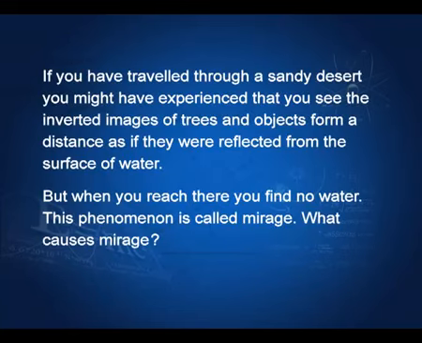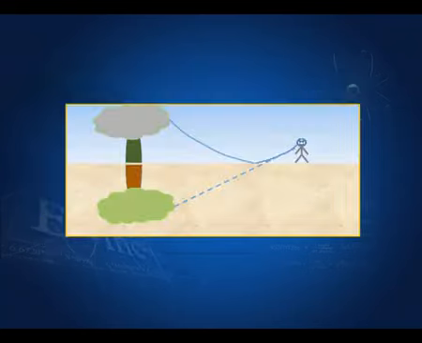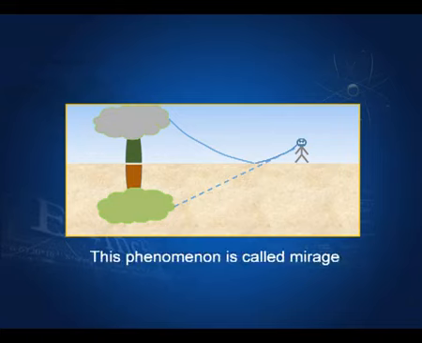If you have travelled through a sandy desert, you might have experienced that you see the inverted image of trees and other objects from a distance. And when you go to that point, there is no water. From a distance it appears as if there is water, because a tree or other objects, say an electric pole for example, may be reflected as it is in water, but when you go to that point there is no water. That is why this phenomenon is called mirage.